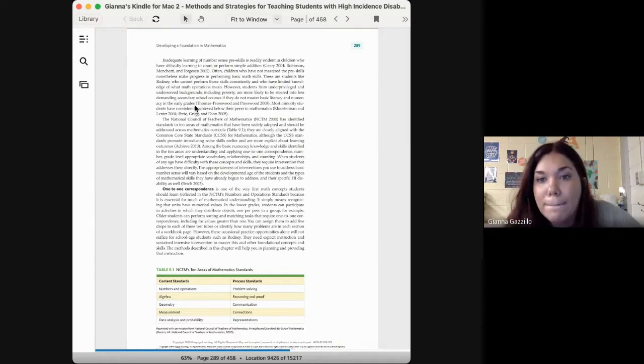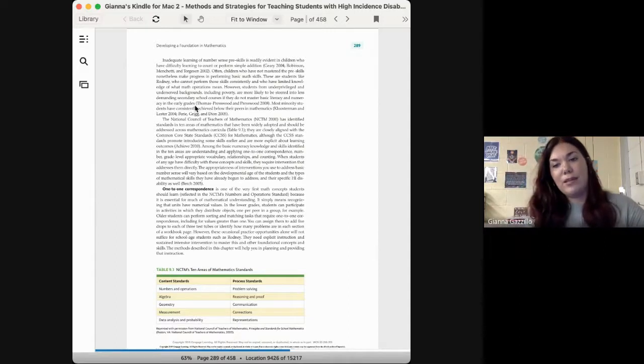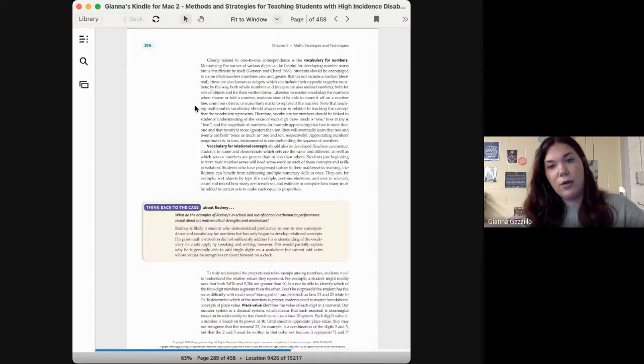So let's see, what else does it talk about? It talks about how one-to-one correspondence is one of the very first math concepts students should learn, because it means recognizing that units have numerical values. And then it also talks about different areas of mathematics standards and what is involved in teaching them.